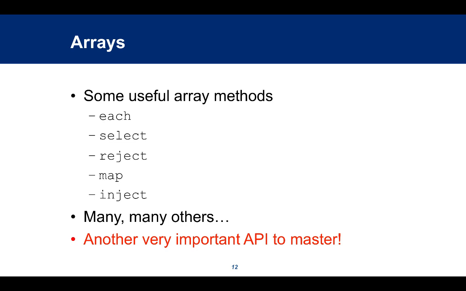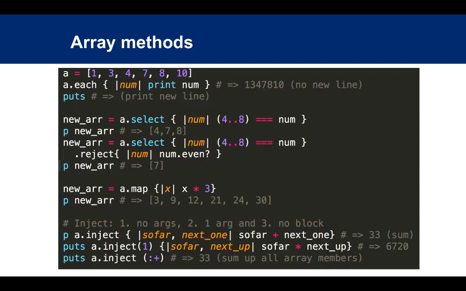Some useful array methods we're going to take a look at are each, select, reject, map, and inject. And there are many, many others. I strongly recommend that you get very familiar with the array API. So far we saw that string is a very important API, and arrays are also very important APIs in Ruby. So you should spend some time going through that documentation of arrays and seeing how they're used.